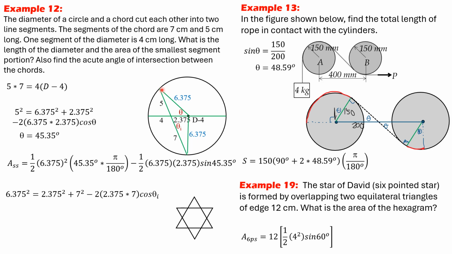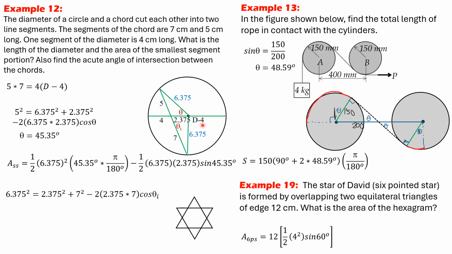So this is the situation. This is the chord, parts 7 and 5. And this is the diameter. One segment of the diameter is 4. So if this is the whole diameter, we'll call that D. Then from the intersection to the other end of the diameter, that's D minus 4.